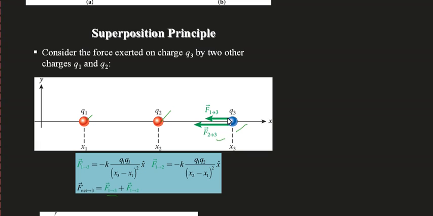So the net force experienced by Q3 will be F1 to 3 plus F2 to 3. So sorry for the wrong subscripts because I just copied them from other sources, but we are going to correct this one. So we have F1 to 3 plus F2 to 3. Anyways, we're going to learn this more through an example. So we will have an example here below.